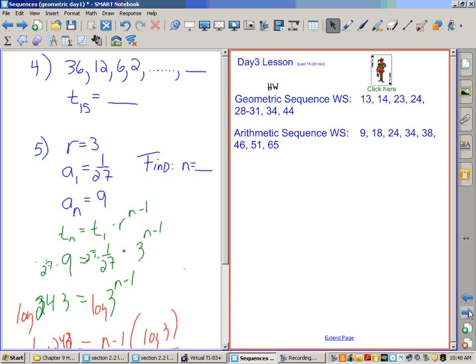The instructions are written right here on the worksheet, so you don't have to copy that down. This problem is in this worksheet, and this one is in this worksheet. Where it says sequence worksheet, that's yesterday's worksheet. Where it says problems, that's what you do on this worksheet.